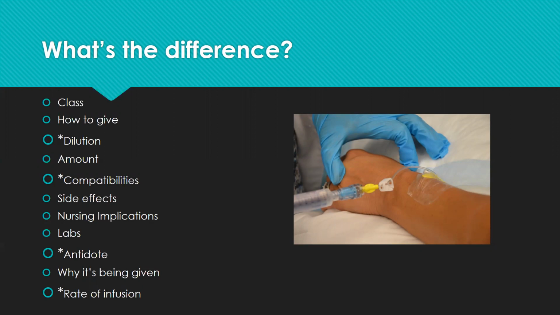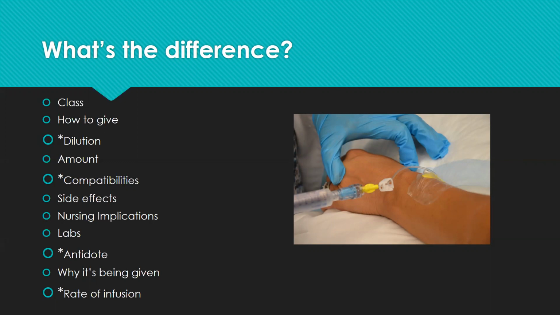So we always want to know the class of the medication, how to give the IV medication, the dilution, the amount to be given, compatibilities of what's hanging, side effects, nursing implications, any lab work that's pertinent that we should be checking before giving it, the antidote or antidotes if there's more than one, why the medication's going to be given, and how fast we must actually administer it.